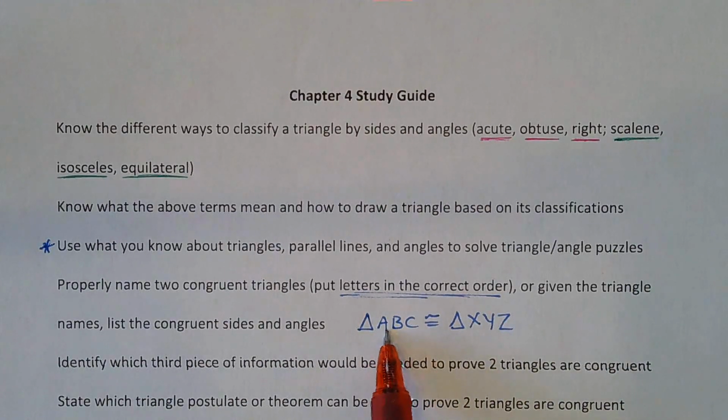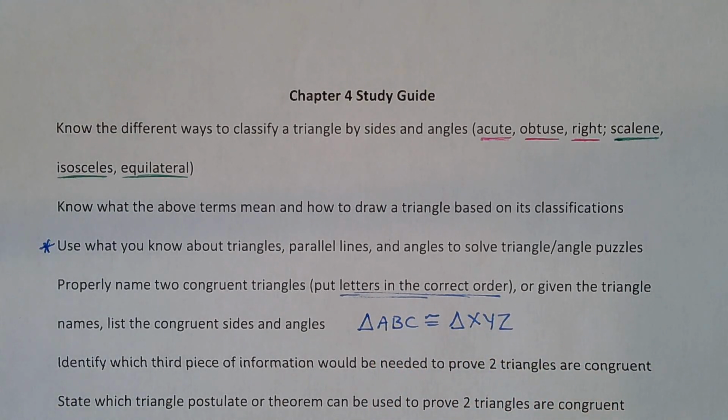We could draw two triangles and label them ABC and label them XYZ as long as we put the corresponding letters in the correct positions. Okay. Side AB would be congruent to side XY. Side BC would be congruent to side YZ. And side AC would be congruent to side XZ.